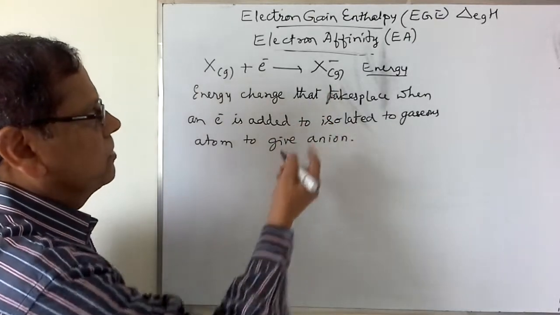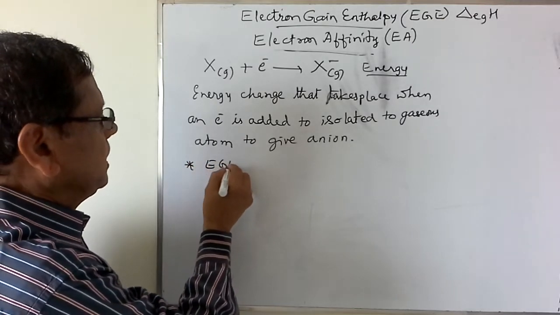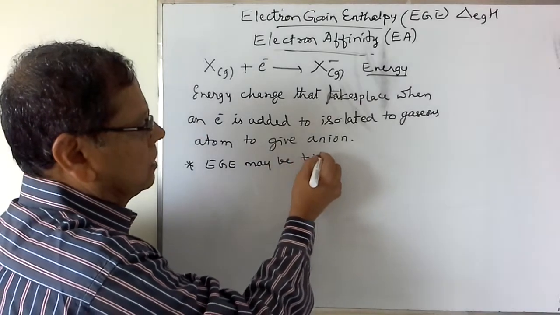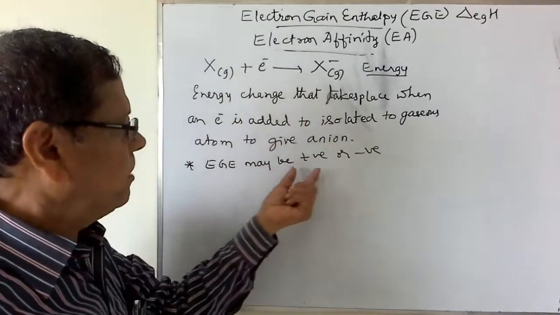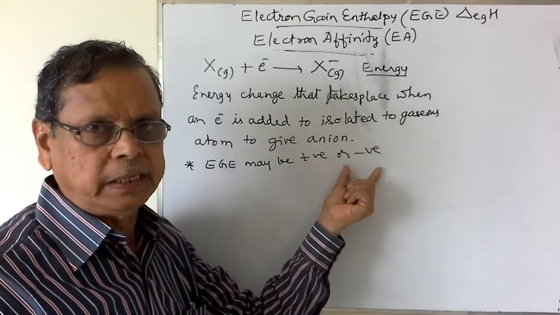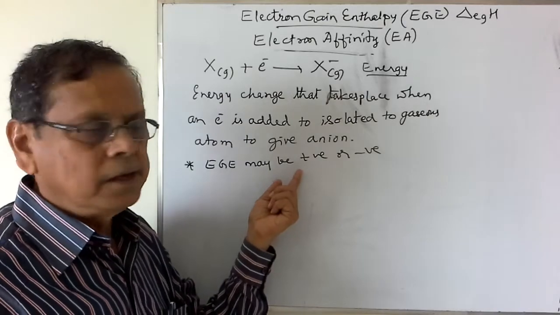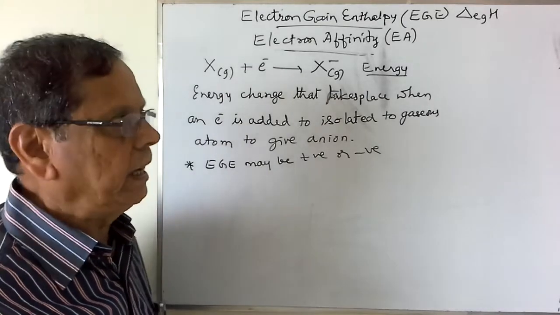The characteristics of this electron gain enthalpy can be given as: EGE may be positive or negative. Sometimes energy may be absorbed or sometimes energy may be released. When energy is absorbed, EGE is positive. When energy is released, it is called EGE negative.